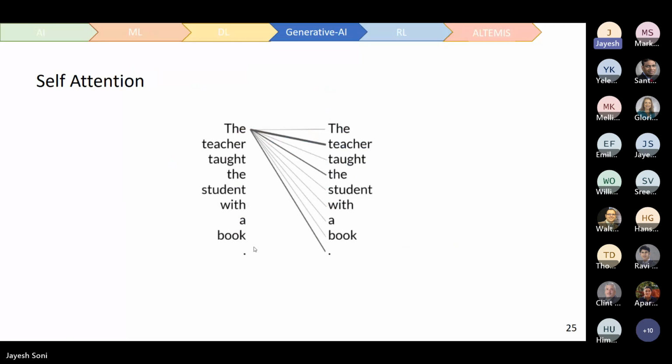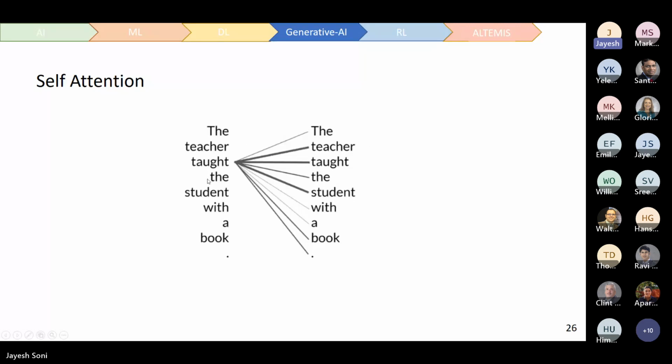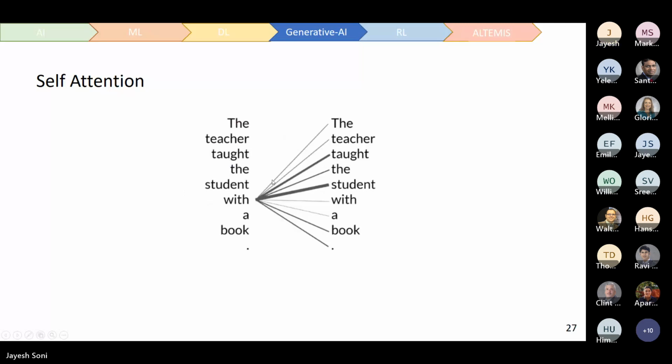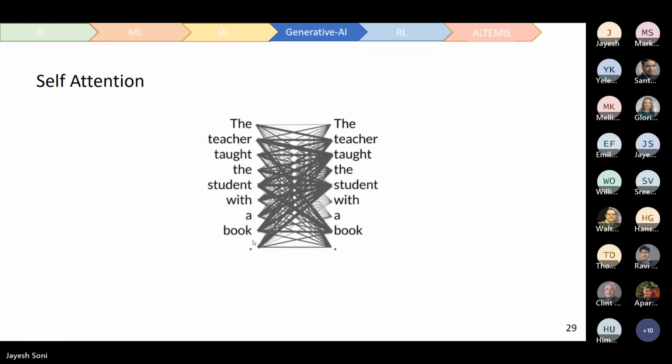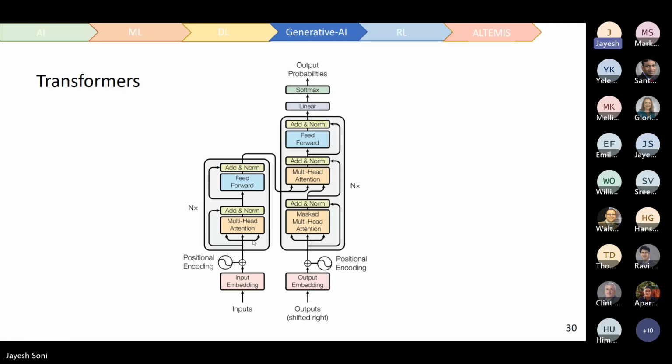Because of this attention mechanism, transformer models have gained a lot of popularity in understanding human language. Here we can say that the word "the" can have more probability with "teacher", or with another "the", or the full stop. Similarly, the word "taught" can have probabilities with different words in the same text. So for each of these words, we find the probability with the other words in the same text. So that's the transformer model.